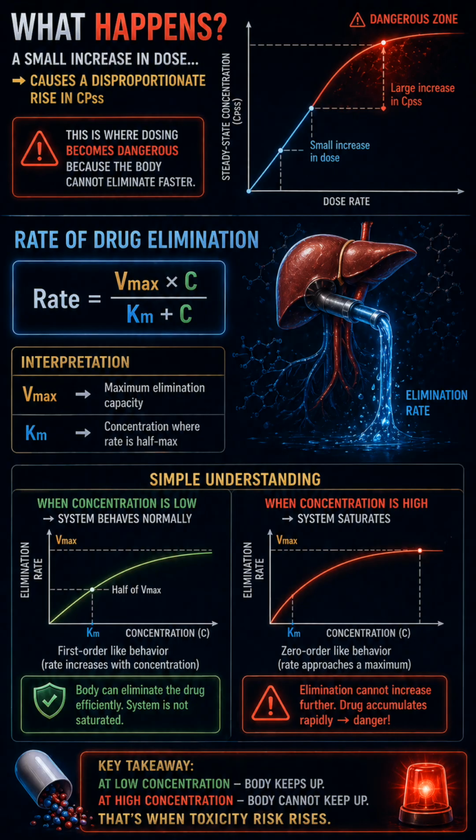Now the rate of drug elimination: rate equals Vmax times C divided by Km plus C. Vmax is the maximum elimination capacity. Km is the concentration where the rate is half maximal. So let's understand it simply. When the concentration is low, the system behaves normally. When the concentration is high, the system saturates.